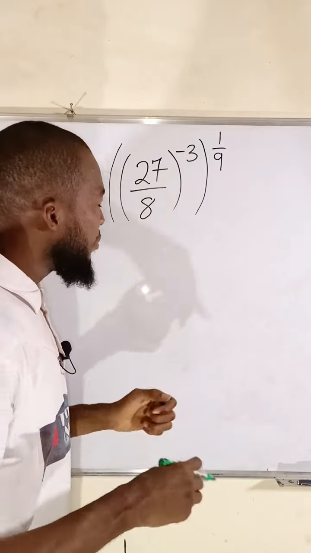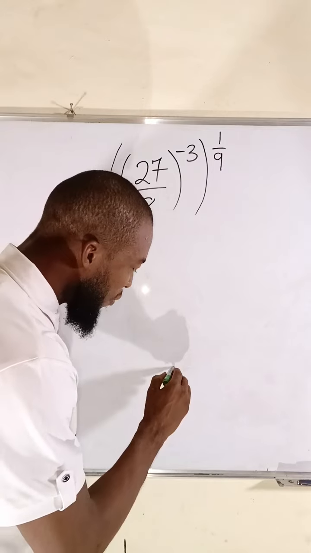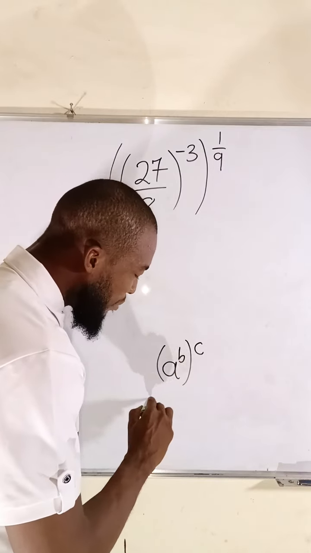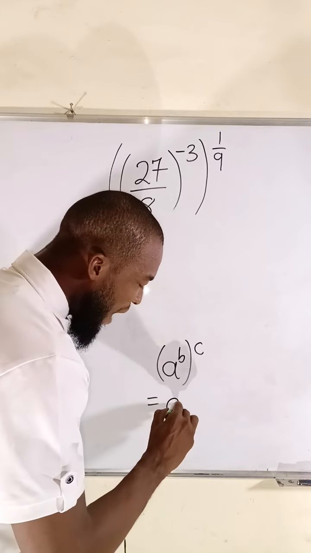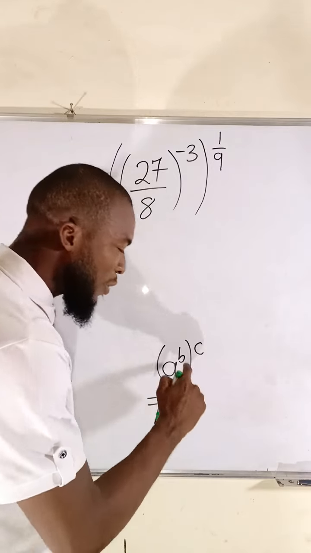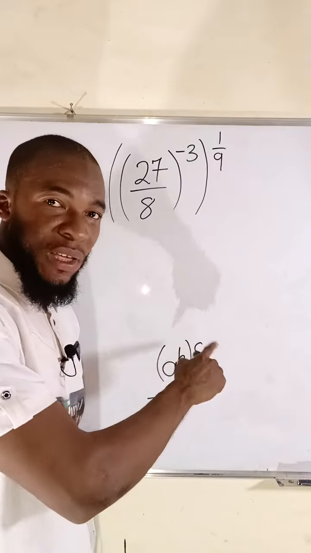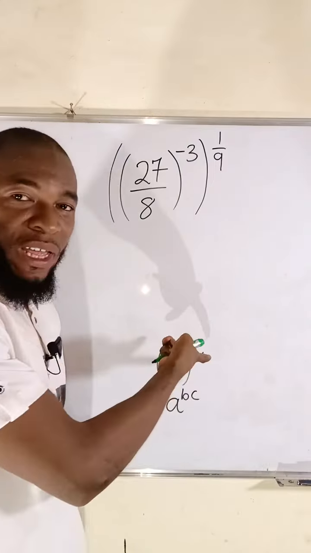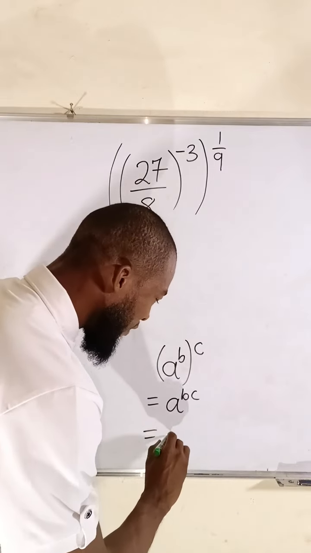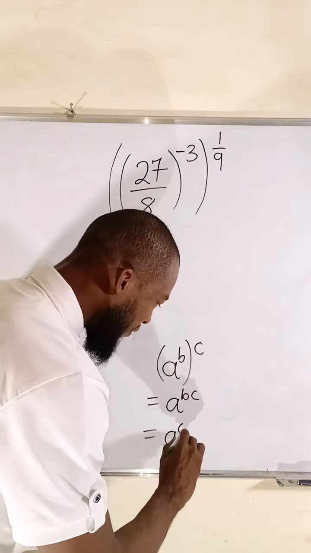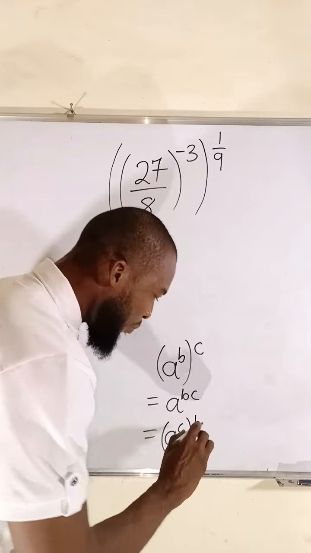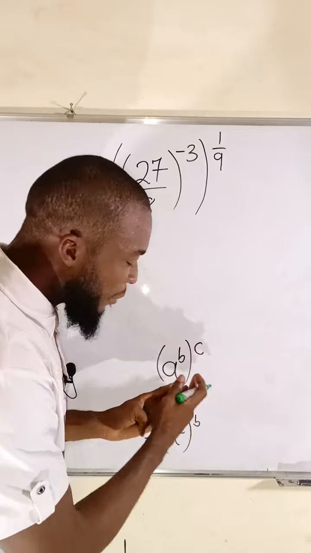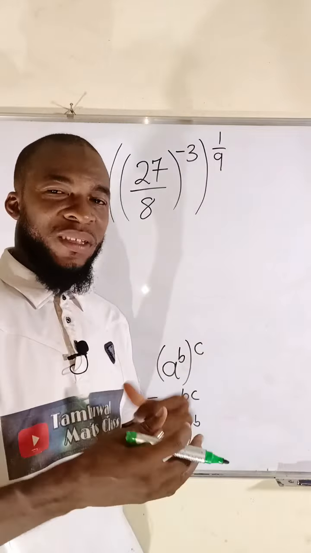I recall she made mention of that law that says if you have a to the power of b, all to the power of c, this can be written as a to the power of bc. You can always multiply these indices together, b and c. Again, you can also switch them. It doesn't matter. You can write it as a to the power of c, all to the power of b. So whether you started with this one or this one, or you combine the powers together, you have to get the same answer.